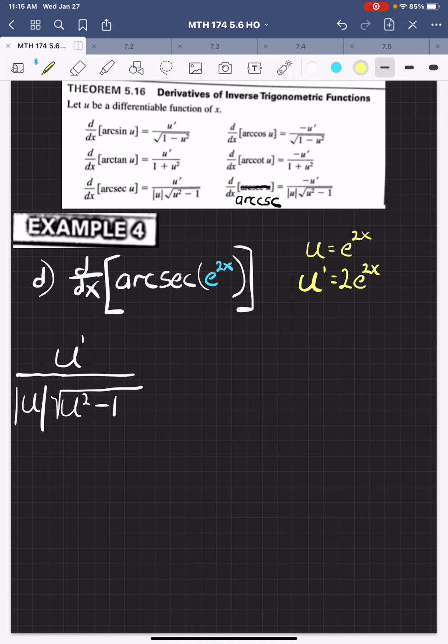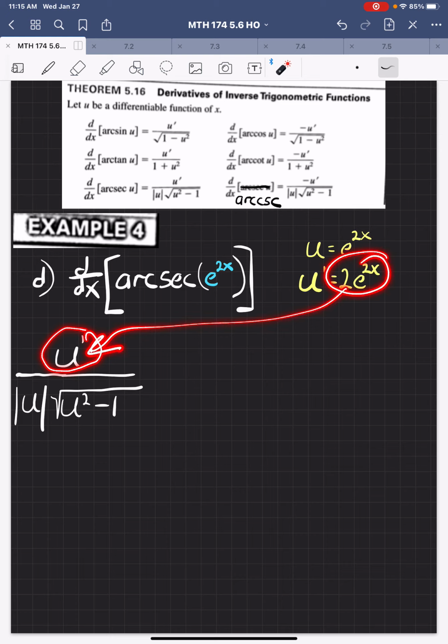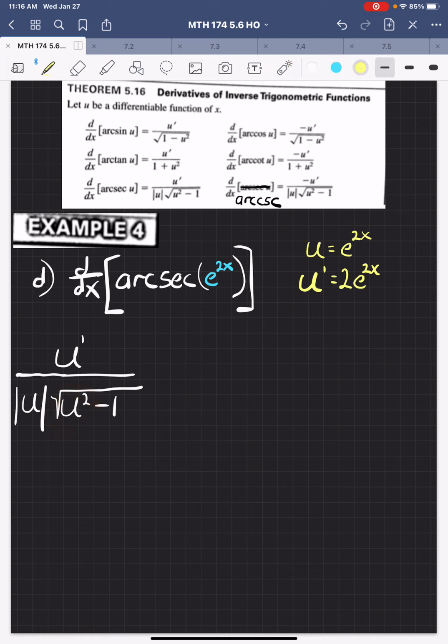And what else? Let's take a look at our formula here. So we know that this is going to be going here for u prime. What else do we need? Well, we need the absolute value of u, okay, multiplied by the square root of u squared. Well, let's go ahead and take u squared. So u squared, well, that's just going to be e to the 2x squared.